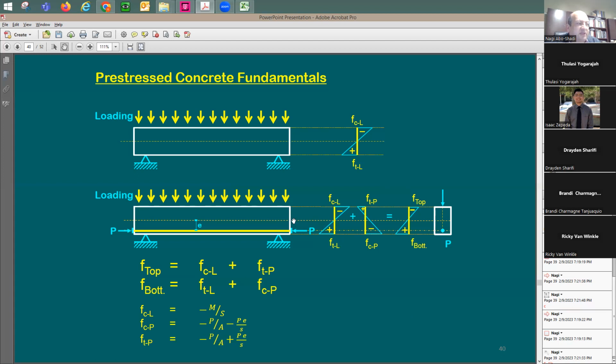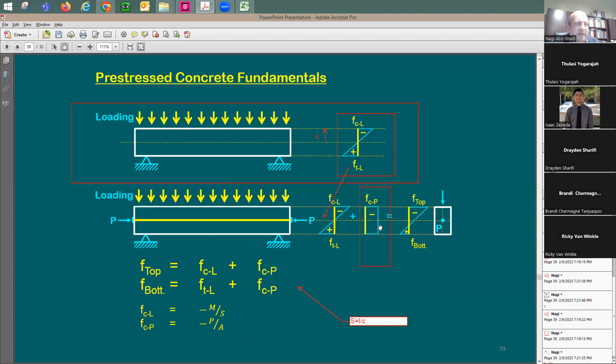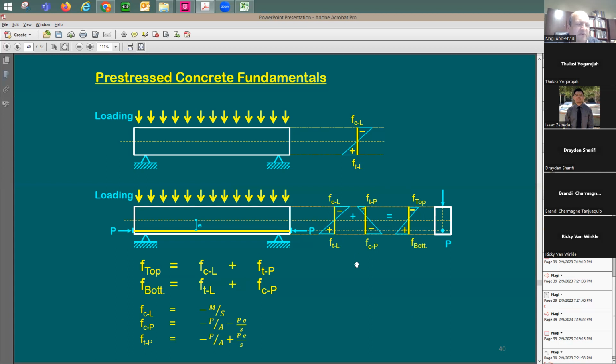So once you have this eccentricity, the pre-stressing here is going to have two components of stress. In the past, it used to be just P over A. But in this case, it's not just P over A. It is P over A plus P times E, which means the moment coming from the pre-stressing divided by the section modulus. So we have two sources when it comes to the pre-stressing. Coming from the pre-stressing is P over A, the compression, and then on the top you're going to have some tension, which is the moment divided by S.